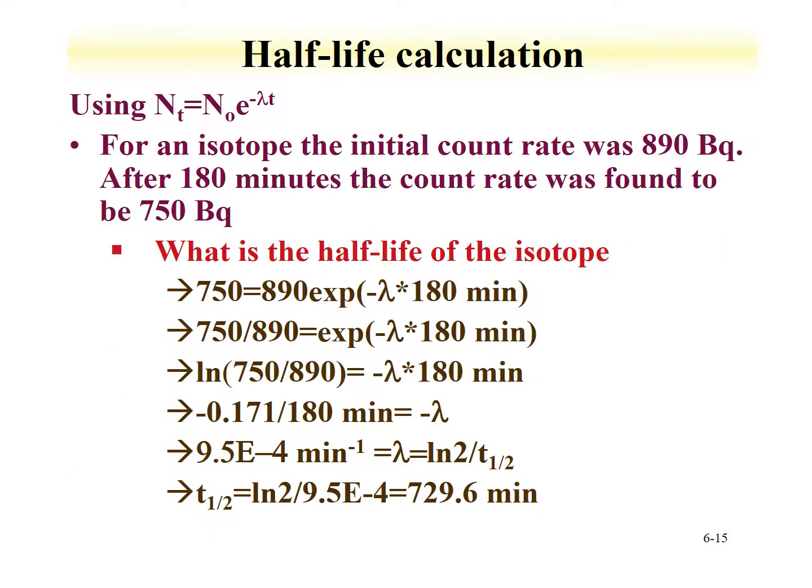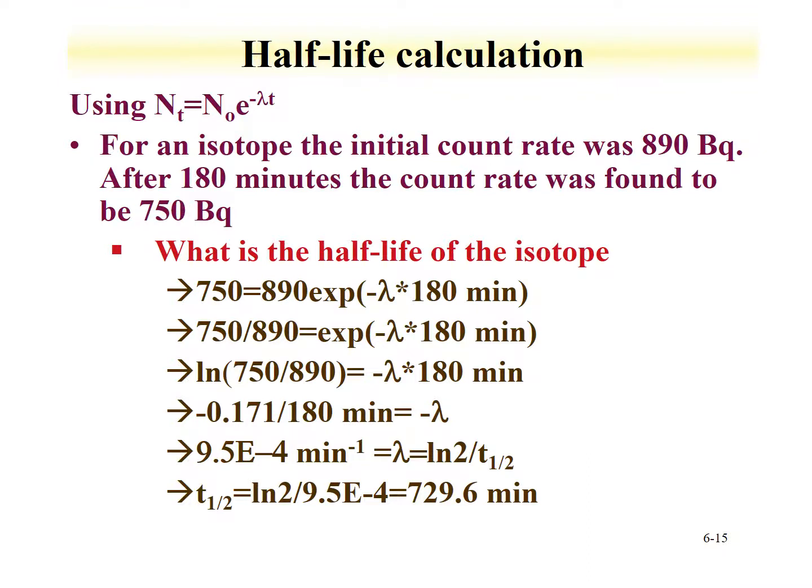All right, let's utilize some of these equations in examples. So let's do something with this equation. N at time t equals N initial e to the minus lambda t. I have an isotope with an initial count rate listed here, 890 becquerel. Becquerel is 1 count per second. After 180 minutes, the count rate was found to be 750 becquerel. What's the half-life of the isotope?